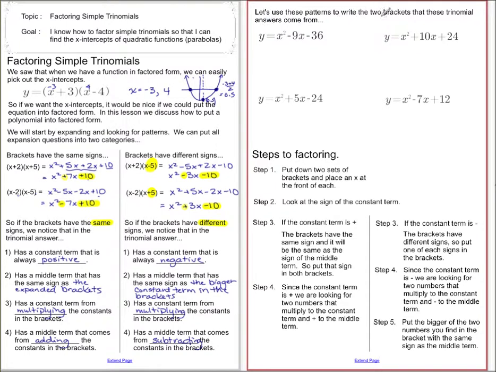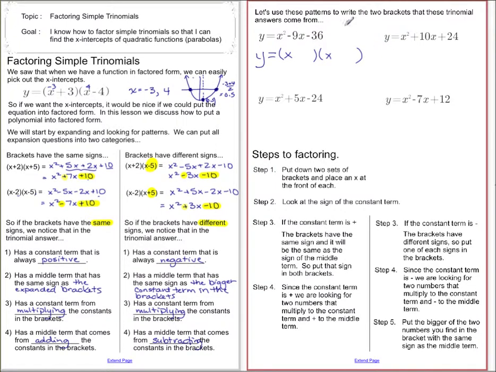So it says let's use these patterns to write two brackets. Now remember, our ultimate goal is to find the x-intercept of a quadratic function. So I've given you a quadratic function. We're not always going to be looking at quadratic functions, but I've started that way. That's why we have the y equals there as well. So the first thing that we notice is all the brackets have an x in front. So an x and an x.